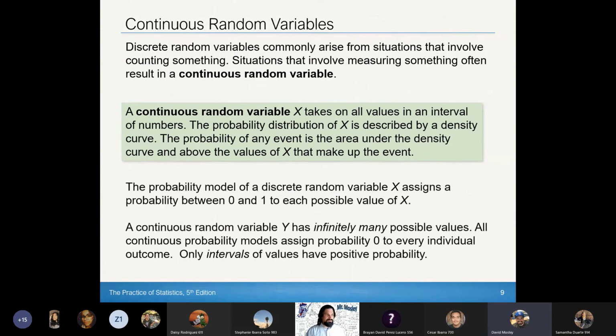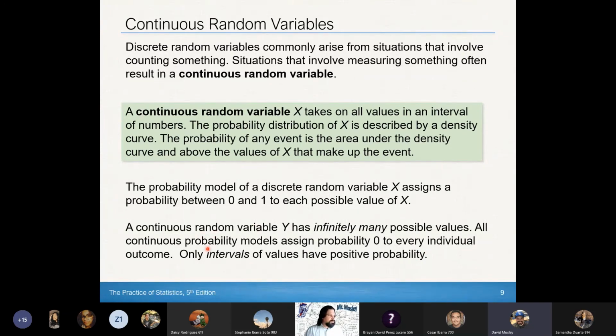The probability model of a discrete random variable x assigns a probability between 0 and 1 to each possible value of x. With discrete variables, each individual outcome can have a probability, and we put that in a table, or we can show it on a histogram. A continuous random variable y has infinitely many possible values. That's where we come to a problem. Between 0 and 1, there's an infinite number of values. No matter what value you give me, I can give you a value bigger or smaller between 0 and 1. So there's a problem.